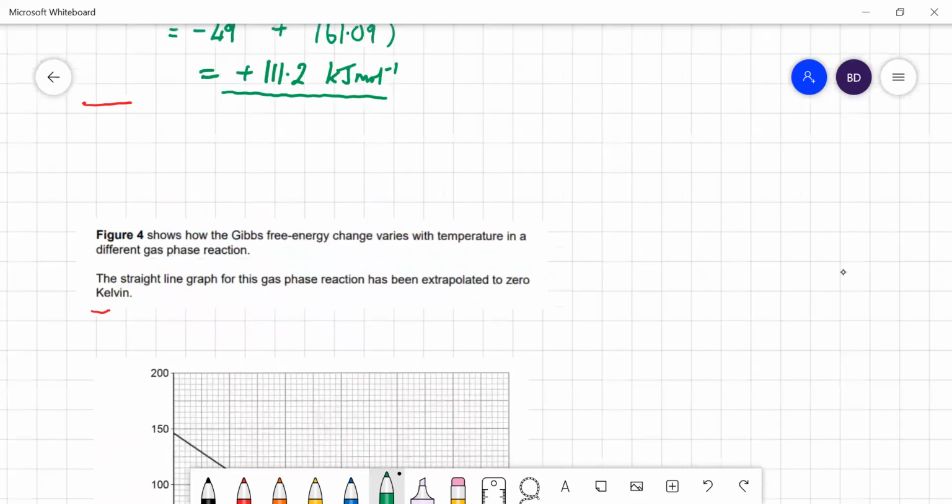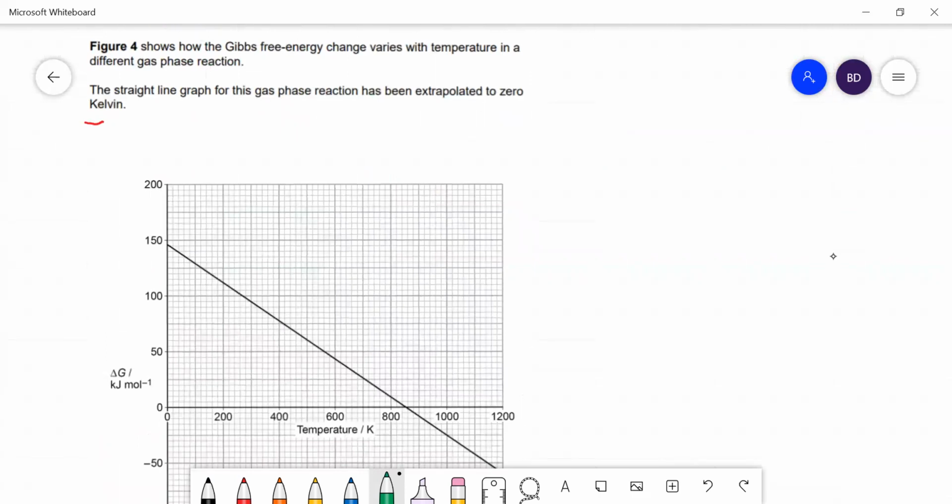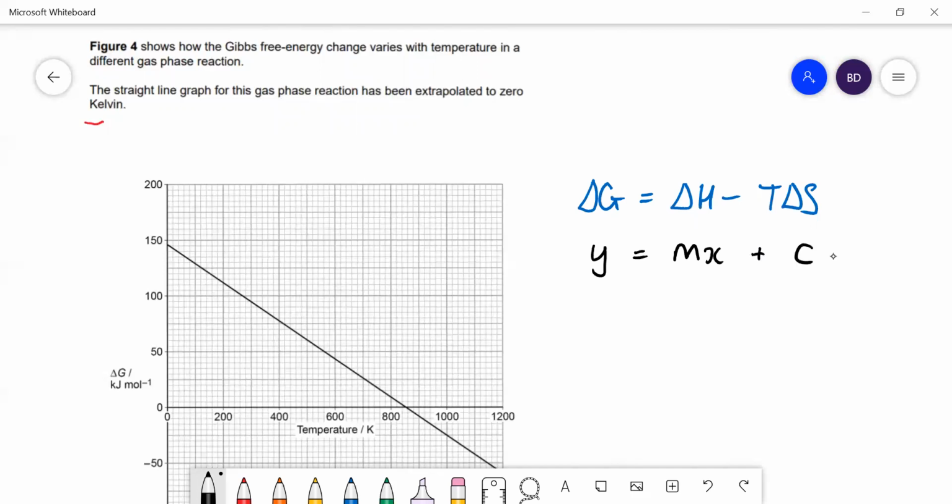Okay, so now figure 4. This shows how the Gibbs free energy change varies with temperature in a different reaction, and a straight line has been extrapolated to 0. Now, you should know how to do this, they frequently ask it. We've got delta G, and we need to know how to linearize this. Delta G is delta H minus T delta S. So we make this fit the equation of a straight line, y equals mx plus c. You do this at a few different points in the A-level chemistry spec, particularly the Arrhenius equation. Even if you don't do maths, you should know how to do this.